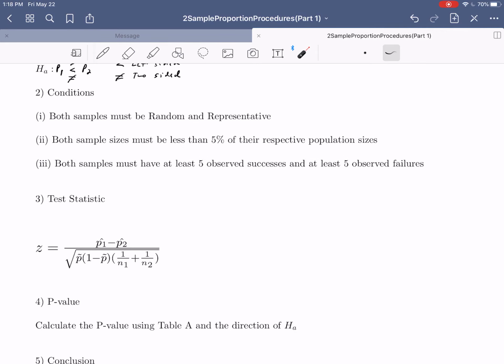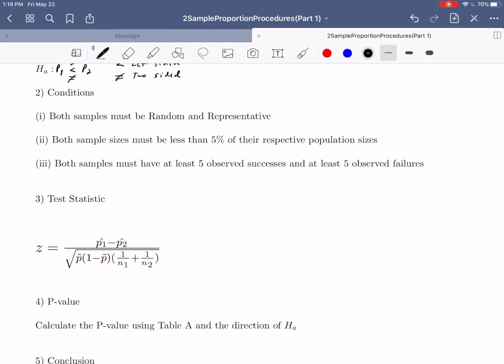Then for the test statistic, it'll still be a z-test statistic. And it has one of the more complicated formulas that we've had for test statistics. In the numerator, we have p1 hat minus p2 hat, where p1 hat is the first sample proportion and p2 hat is the second sample proportion, divided by the square root of p tilde times (1 minus p tilde) times (1 over n1 plus 1 over n2).